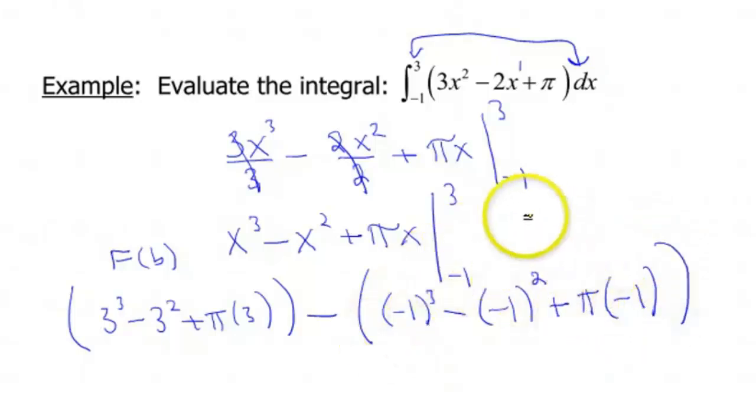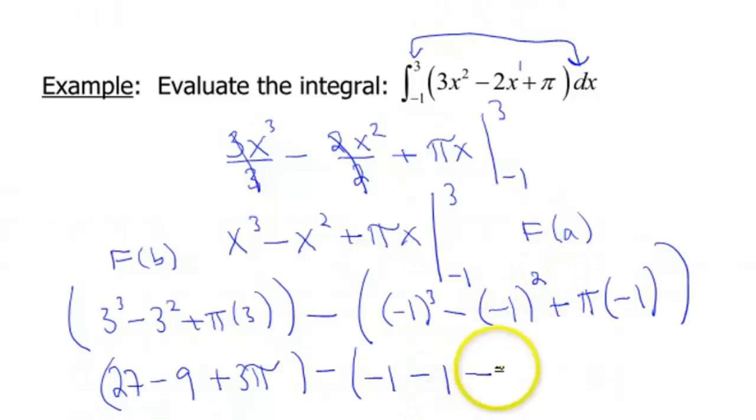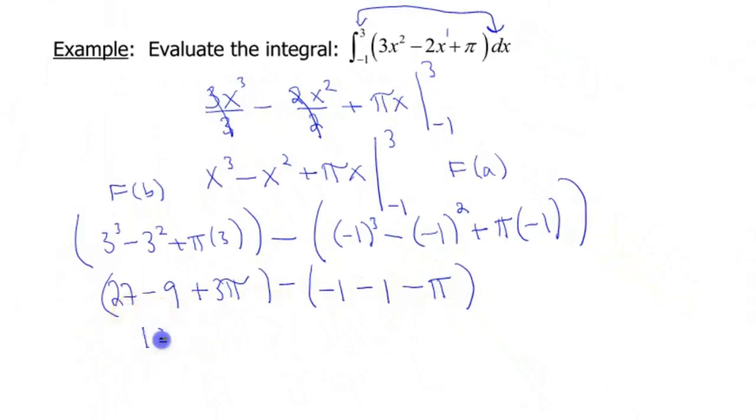So this big quantity here is my big F of a. So that's my antiderivative evaluated at my bottom endpoint of -1. Okay, all right, so anyway, crunch out some of these numbers. Let's see, so this gives us 27 minus 9 plus 3 pi. You want to leave that as exact, we can, or we can approximate it later. Then we have, let's see, -1 cubed will give us -1. Minus -1 squared, though, gives us a +1, and then that's going to be minus pi. Okay, so that gives us, let's see, 18 plus 3 pi.